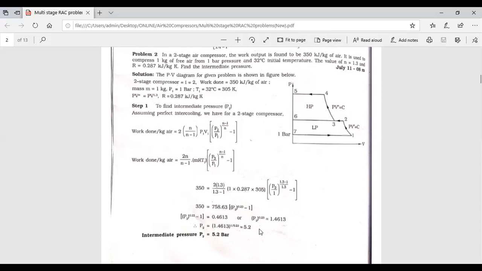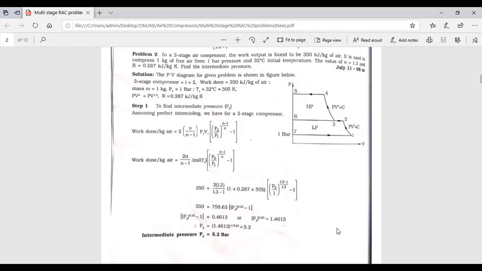Okay, unit is most important here. They are given P1 in case of bar and P4, everything we are going to express in bar. That's why whatever answer you are getting, that is in terms of bar. This is how to calculate the intermediate pressure from the given data. What are the given data here? Work done. In the previous problem, we found out work done.